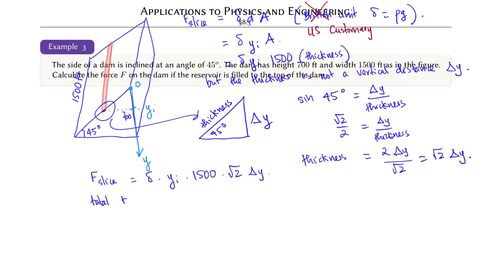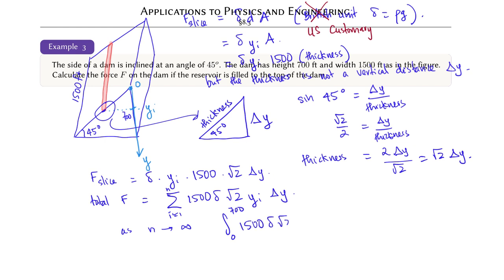The total force is the sum of all of the forces on the slices. The sum, i goes from 1 to n, of 1500 delta square root of 2 yi times delta y. And as n goes to infinity, this Riemann sum turns to a definite integral. We added the slices from y equals 0 to y equals 700. So the lower limit of integration is 0 and the upper limit of integration is 700. yi is now y and delta y is dy.